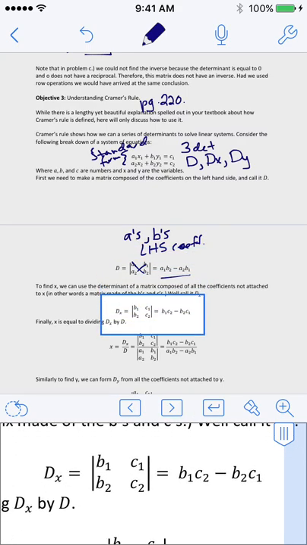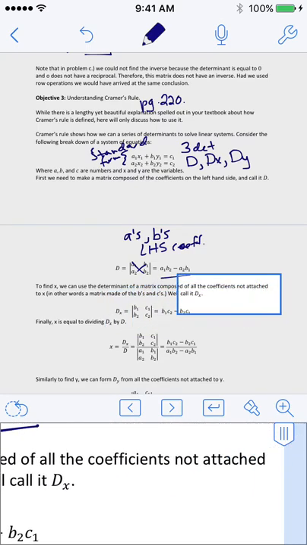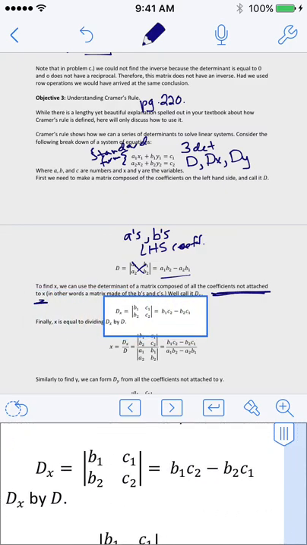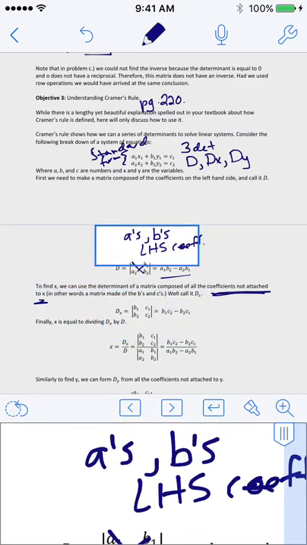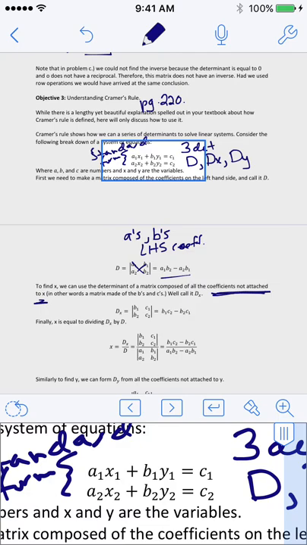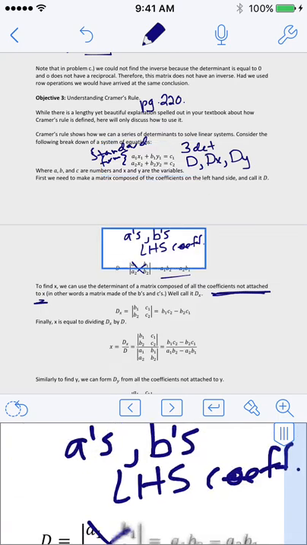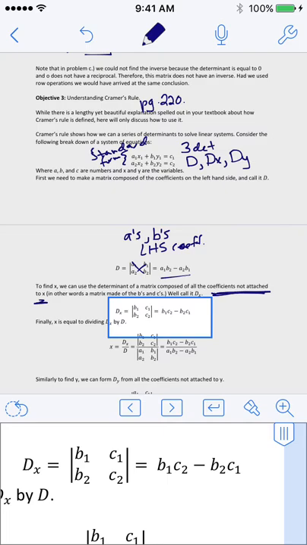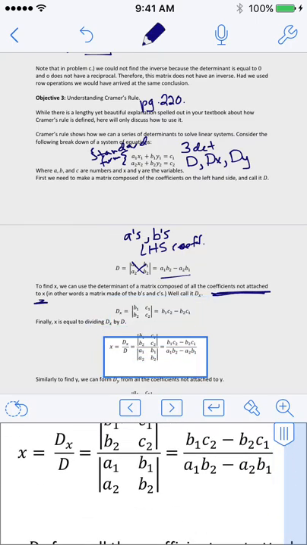The second one we will call D sub x, and it's all the coefficients that don't involve x, and that's important. The coefficients that are not attached to x. In other words, they're the b's and the c's. If we look back at our original one, the a's were always attached to the x's. So this matrix that we eventually turn into a determinant is made of all the b's and the c's. We'll come back to what to do with that in a sec.